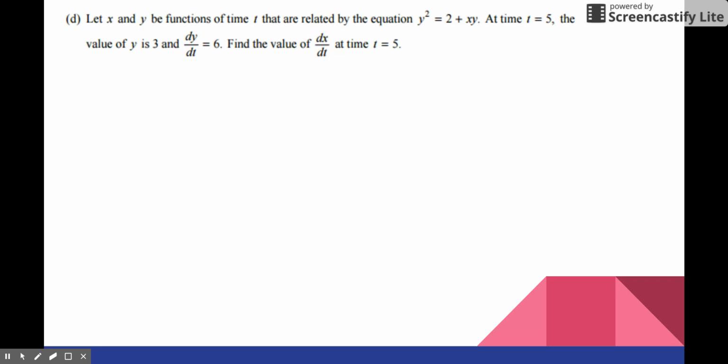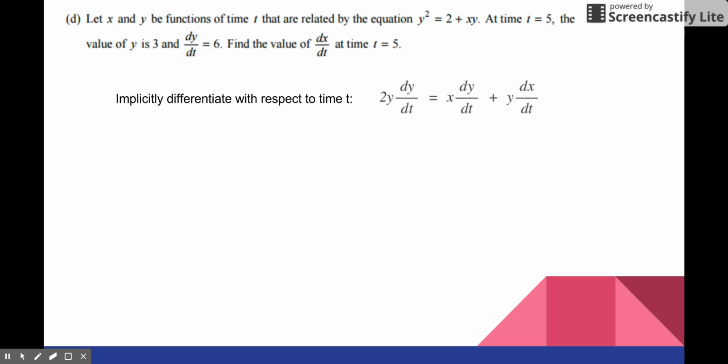Now the fourth and final part is to let x and y be functions of time that are related by the equation y squared is equal to 2 plus xy. At time t equals 5, the value of y is 3, and dy/dt is equal to 6. And we're asked to find the value of dx/dt at time t equals 5. So this is pretty similar. You have the same y squared equals 2 plus xy equation.